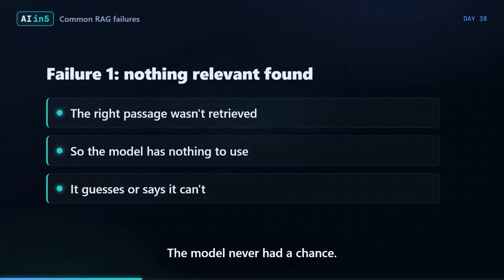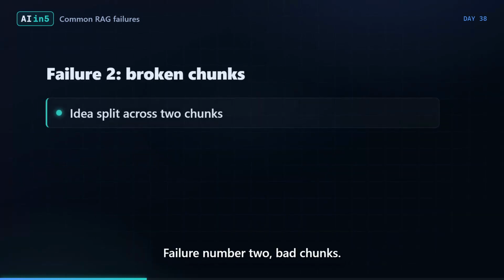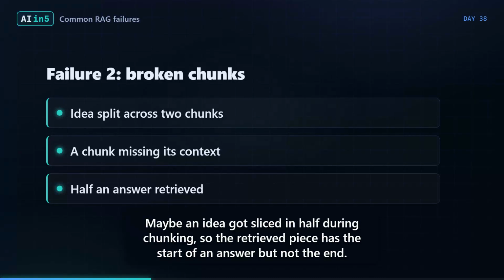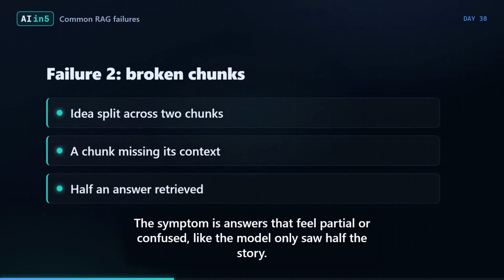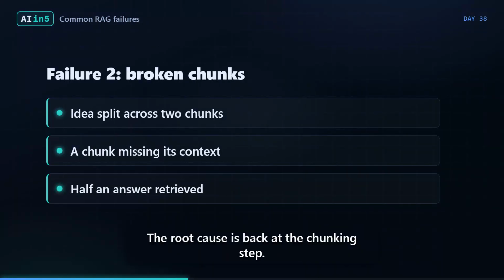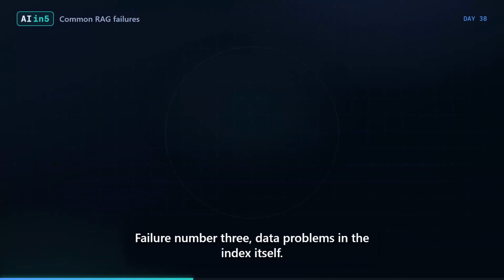Failure number 2, bad chunks. Maybe an idea got sliced in half during chunking, so the retrieved piece has the start of an answer but not the end. Or a chunk lacks the surrounding context to make sense on its own. The symptom is answers that feel partial or confused, like the model only saw half the story. Because it did. The root cause is back at the chunking step.